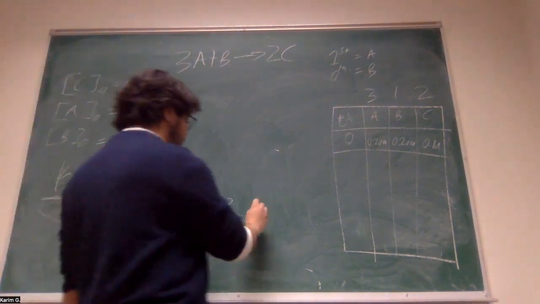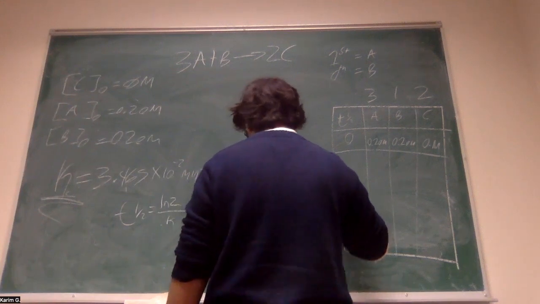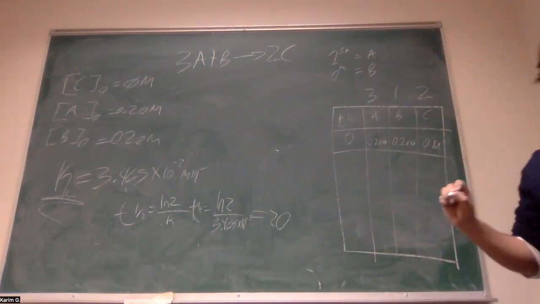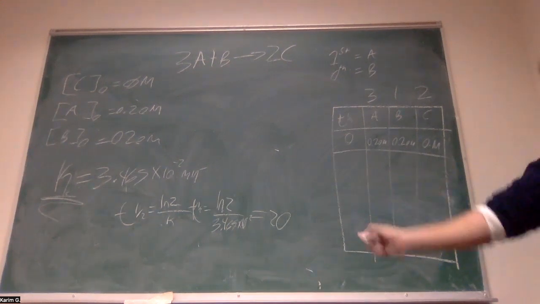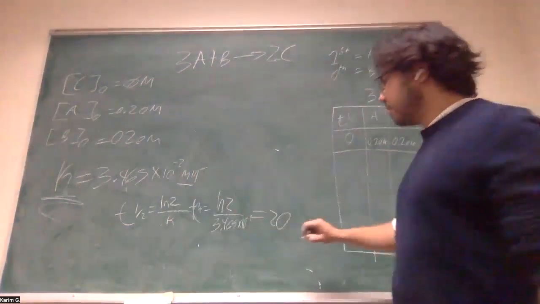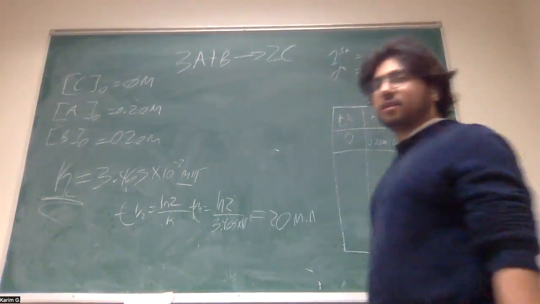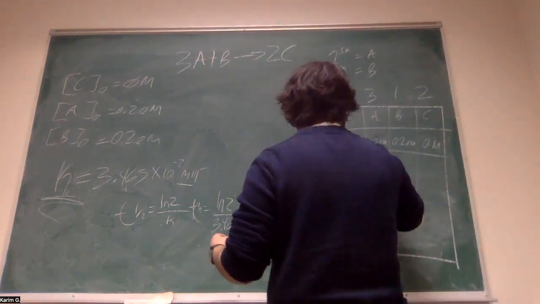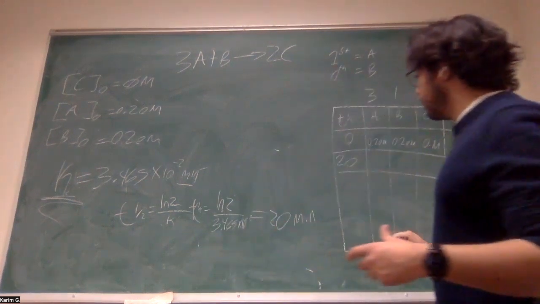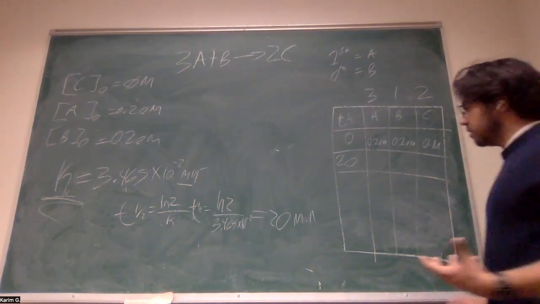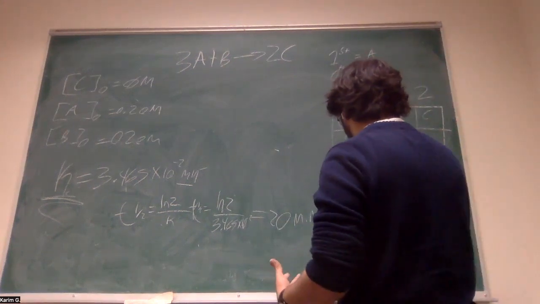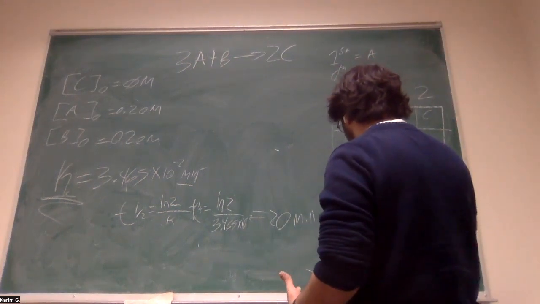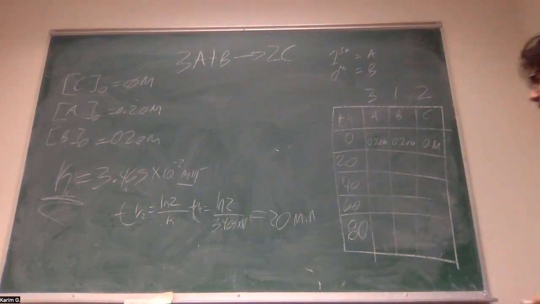Which is about 20 minutes, because our constant was in minutes. So our half-life would be in increments of 20 minutes. I'm going to put 20 here, and then it's an increment of 20, so I'm going to do 40, 60, and 80.